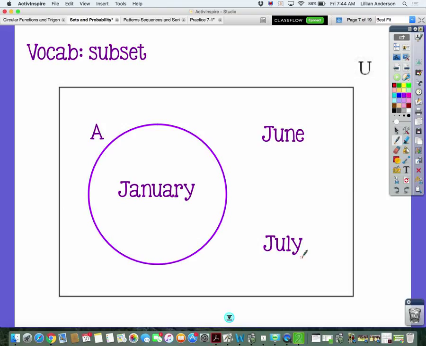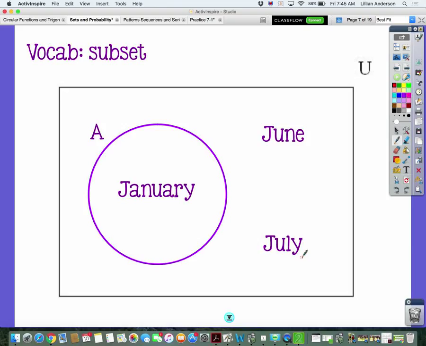Now, someone asked me in class, well, what about February? Yes, February does end in January, but it's not a part of the universal set, which says we're looking at the months that begin with the J. So February is not even a part of this universal set because it does not start with the letter J. I hope that makes sense.